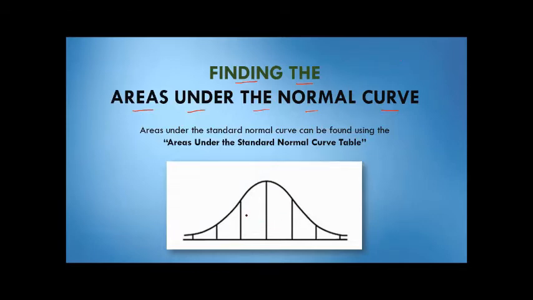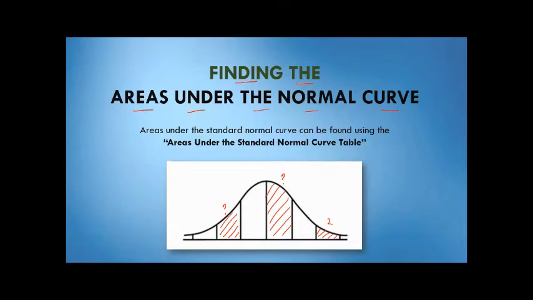So ngayon, paano natin malalaman kung ilang part lang ang pinapakuhang area? For example, itong area lang na to, anong area yan? Or for example, itong malapit sa dulo, anong area to? Or pwedeng mula sa mean hanggang dito. Okay? We are going to find the area under the normal curve.